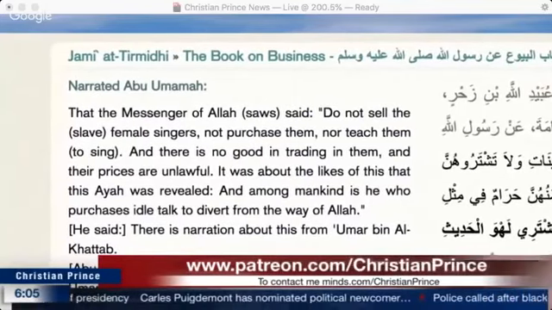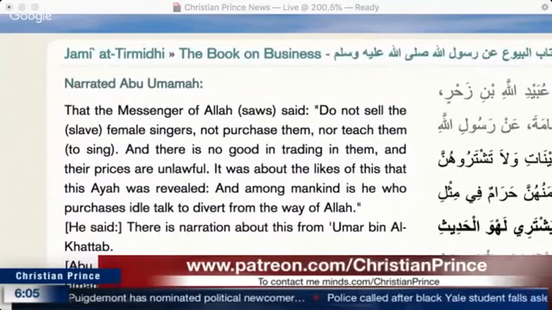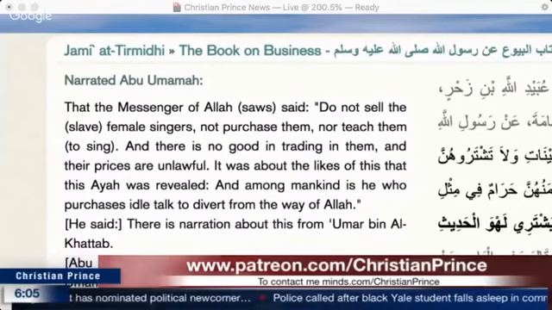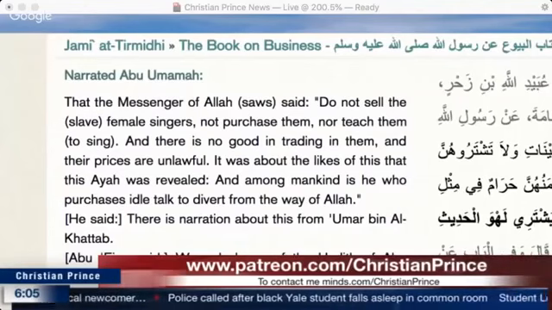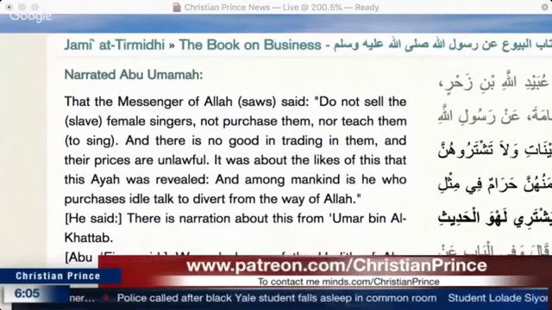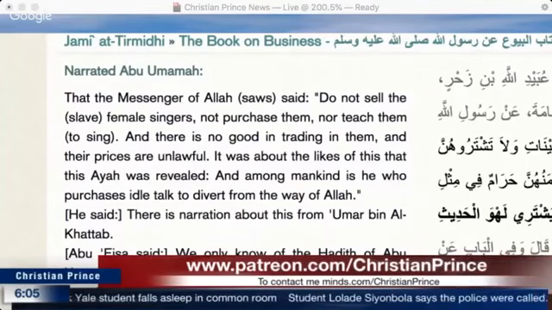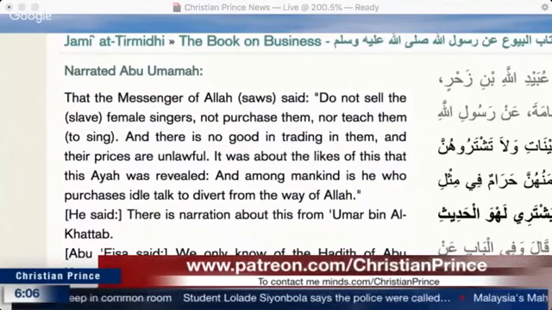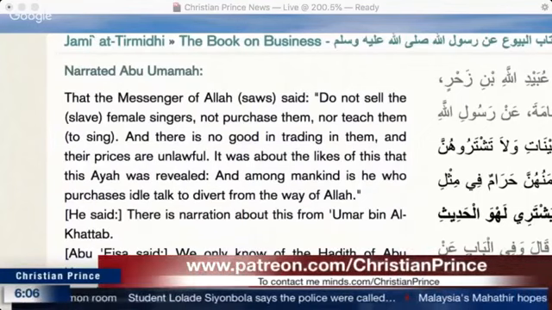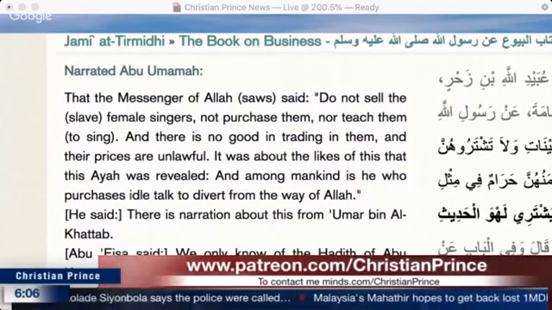So read with me here. The Messenger of Allah, peace be upon him, said: do not sell female slave singers, do not purchase them, nor teach them to sing, and there is no good in trading in them, and their prices are unlawful. It was about the like of this that this ayah was revealed: "and among mankind are those who purchase idle talk to divert from Allah's way." So Muhammad had no problem with buying and selling girls, but if those girls are bought for singing, he doesn't approve, because music and singing is haram. This is what he meant by lahu al-hadith.